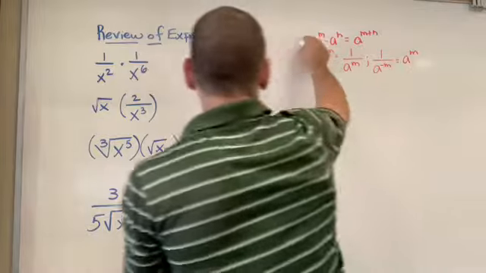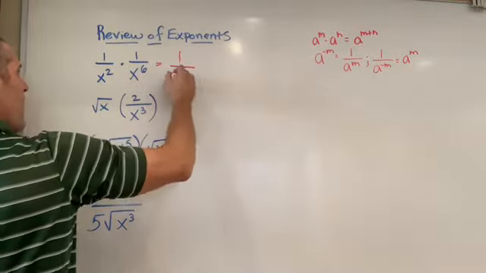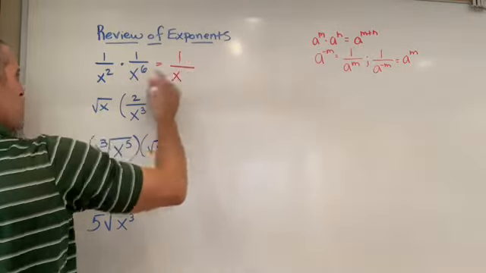So if we follow these two rules here, we're going to have 1 over x to the 2 plus 6, is 8. And then to write this with no variables in the denominator, I'll write this as x to the negative 8. That is our instructions to get our variable x out of the denominator.